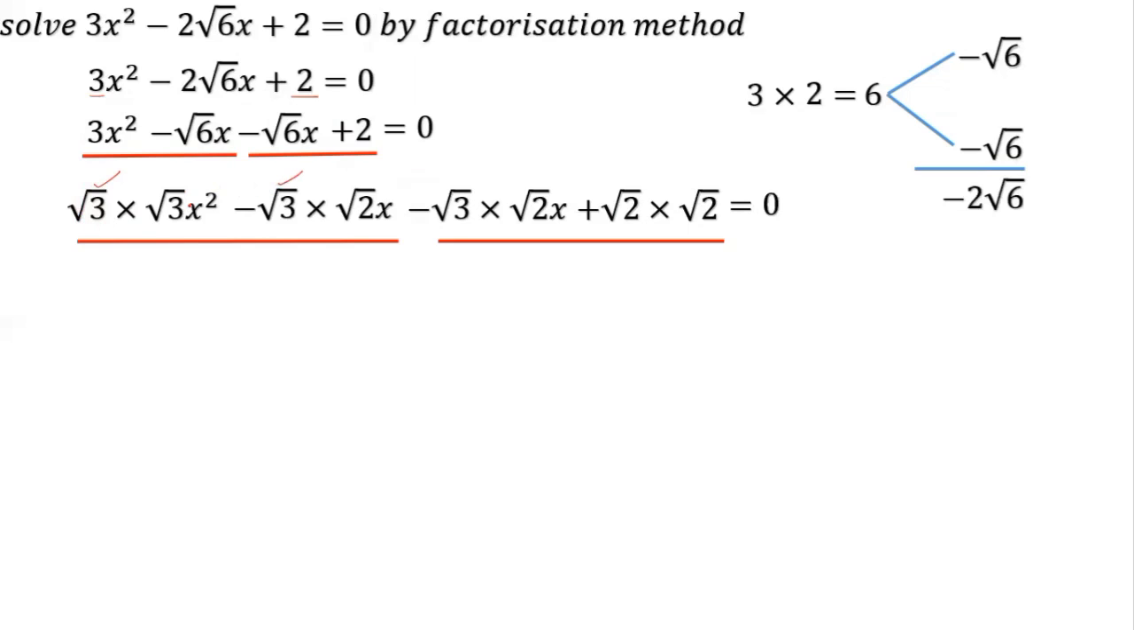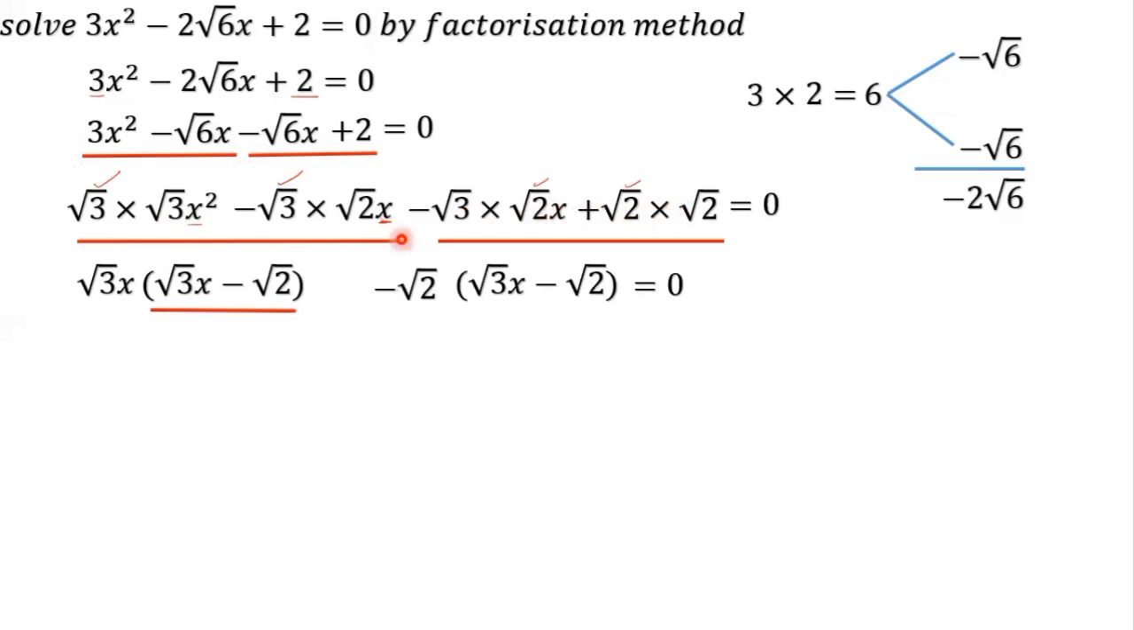Now in the first two terms, common factor is root 3x. So root 3x is common. Remaining terms inside the bracket is root 3x minus root 2, minus root 2 common. Remaining is root 3x minus root 2 is equal to 0.